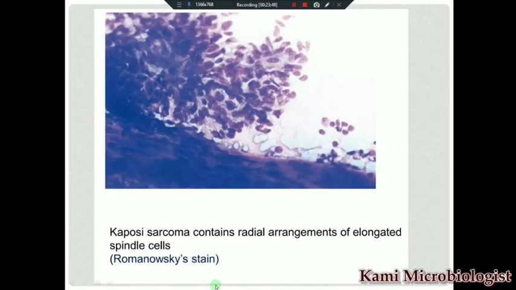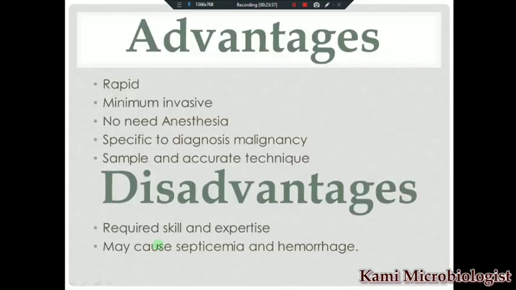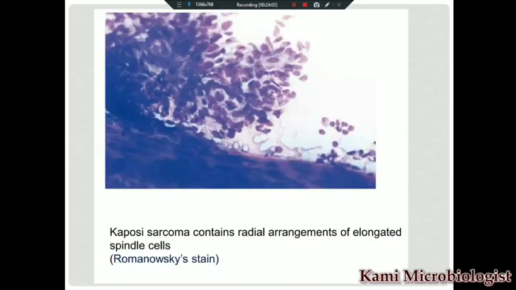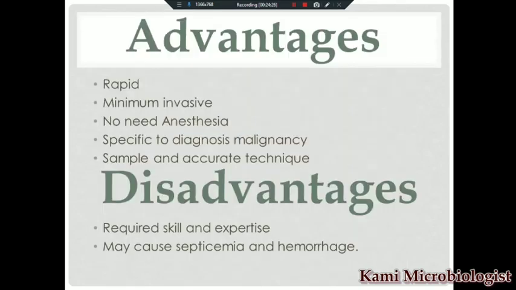Then we have Kaposi sarcoma, containing a radial arrangement of elongated spindle cells. This is the Romanowsky stain. So these are all the fields. There are also some other fields, but these are the most common fields of cancer cell identification. There is also some similarity with the normal cells, so it requires a very high skill and expertise to identify the cancer cells. But these are the most common fields, as I already told you, and they are mostly seen in the case of cancers.